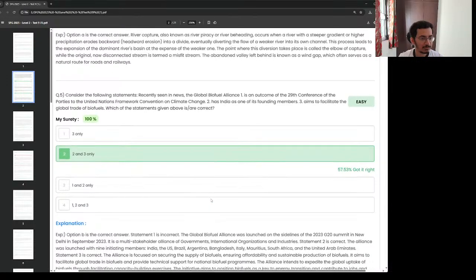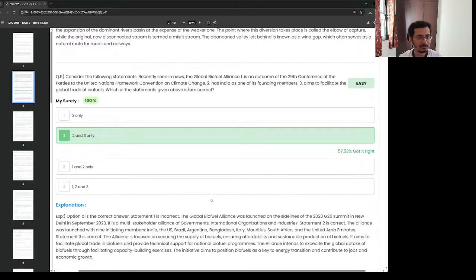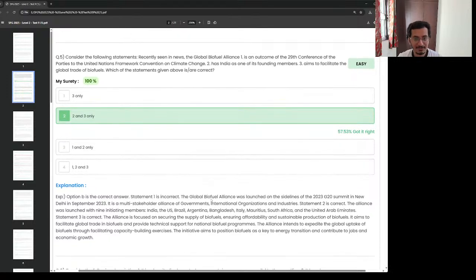Then consider the following statements of the Global Biofuel Alliance: outcome of the 29th Conference of Parties, India as a founding member, associated with biofuels. I know this. Global Biofuel Alliance started at the 28th Conference of Parties, or was it 27? COP 26? I can't remember. Statement 1 is incorrect because it was launched in 2020. Yeah, it was the G20 summit. I probably should be a bit more vigilant. It was never launched at COP. It was launched at the G20 summit in New Delhi. I knew this. I wrote it in the exam.